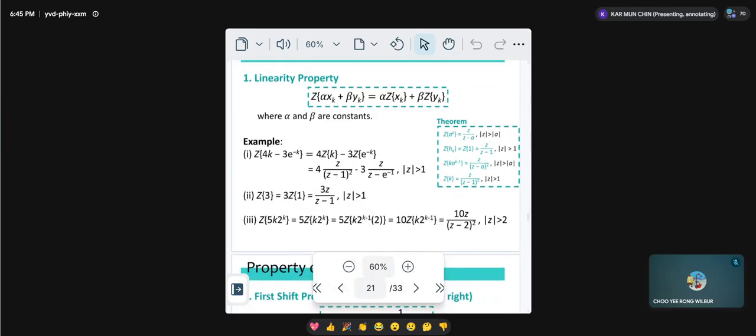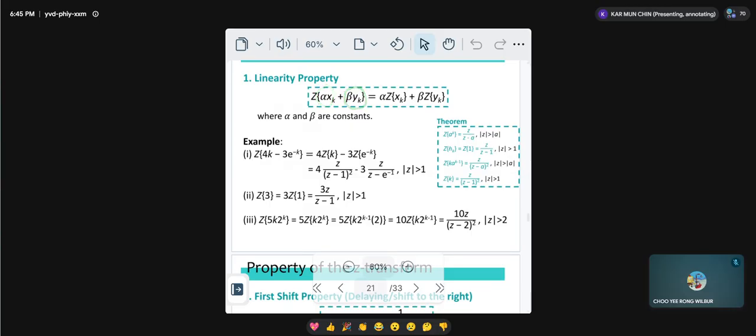So first we go through the linear property. You look at the theorem here. For Z transform, if you have alpha multiplied by x k plus beta multiplied by y k, you can actually assume they are linear properties, so you can just Z transform this plus Z transform this.